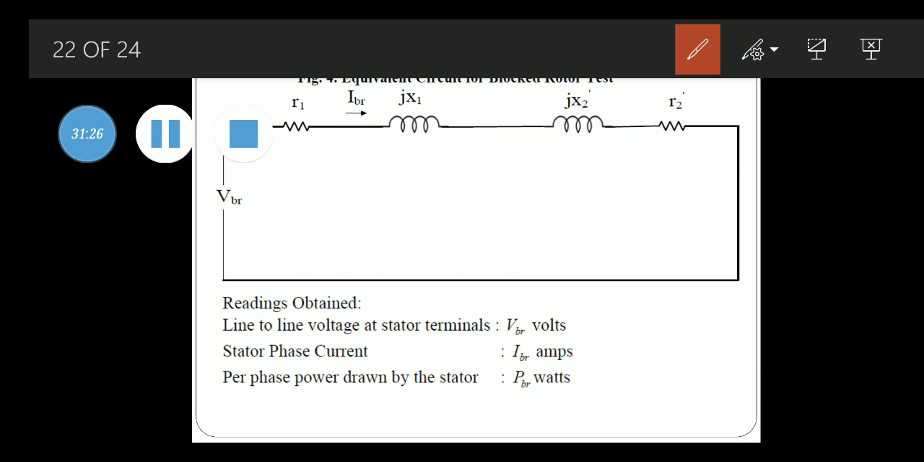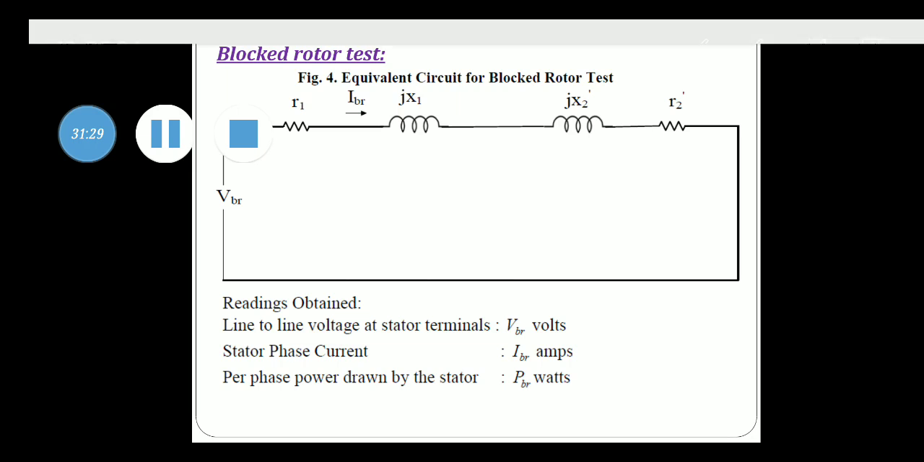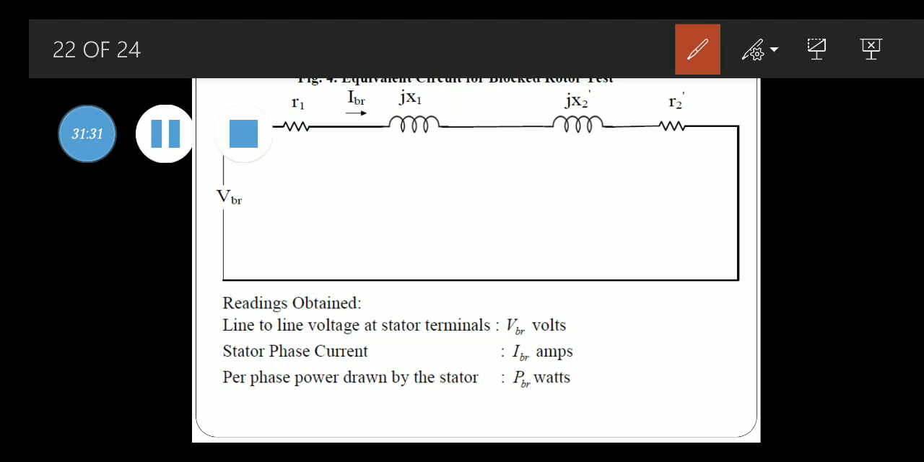Then what readings are to be obtained here? The blocked line to line stator terminal voltage you note down, that is VBR. BR means blocked rotor, so VBR is the blocked rotor voltage. Then the stator phase current, that is the blocked rotor current. Then the per phase power drawn by the stator, that is the blocked rotor power, you tabulate here.